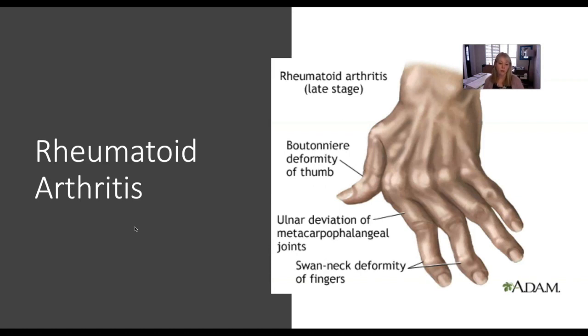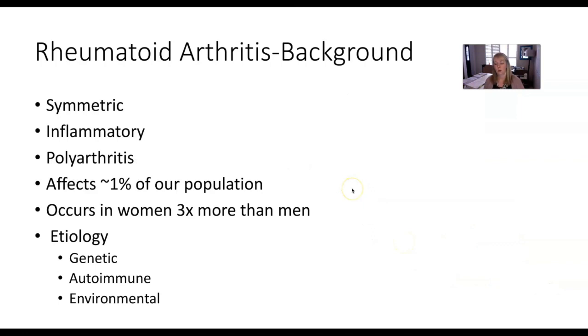So rheumatoid arthritis, and this is a very advanced form of rheumatoid arthritis, late stage, and as you can see, they have deviations in the joints. They have deformity of the thumb. And this deformity here is called the swan neck deformity of the fingers. So the difference now, symmetric, inflammatory, it'll be swollen, red, warm. Polyarthritis, it's not as common as osteoarthritis, but it's an autoimmune disorder. More likely a female will get it, and genetic, autoimmune, and environmental.